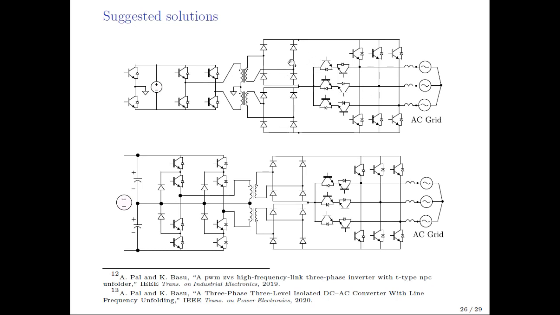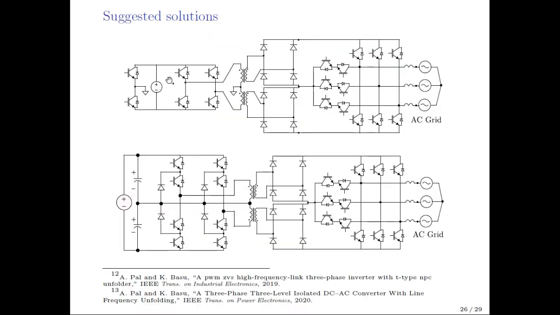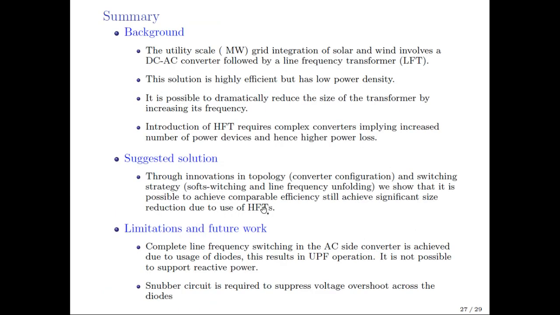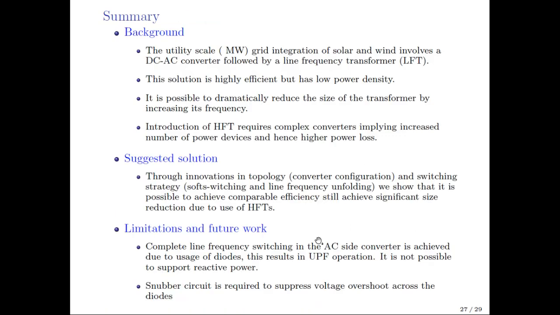These two diode bridges and the primary side converter are used to generate the required DC as shown here. In the second case, instead of 2-level, we have 3-level legs. The details of these converters are available in this publication.